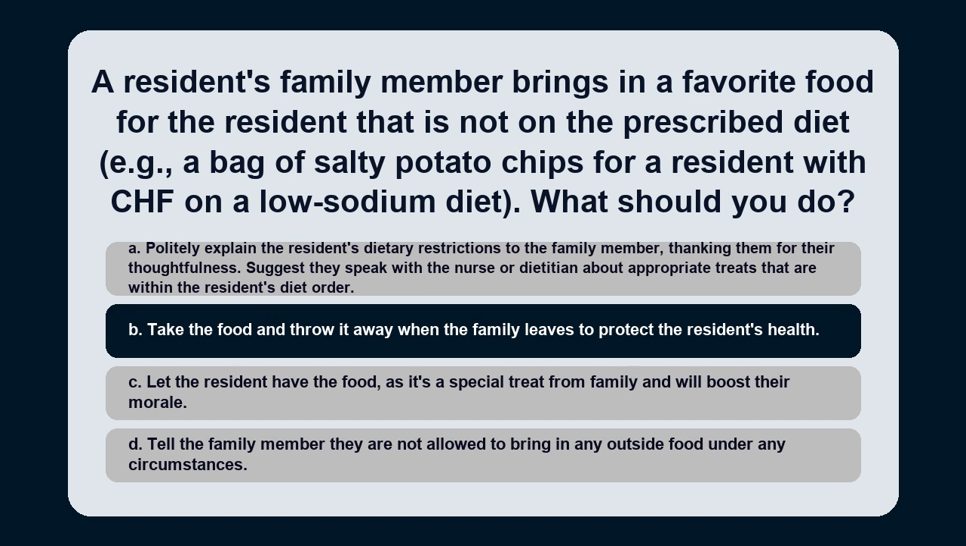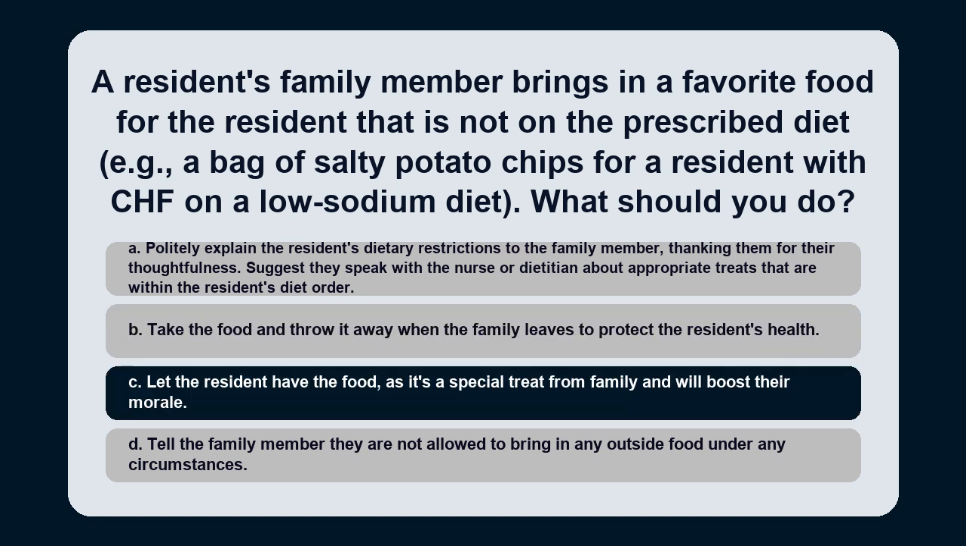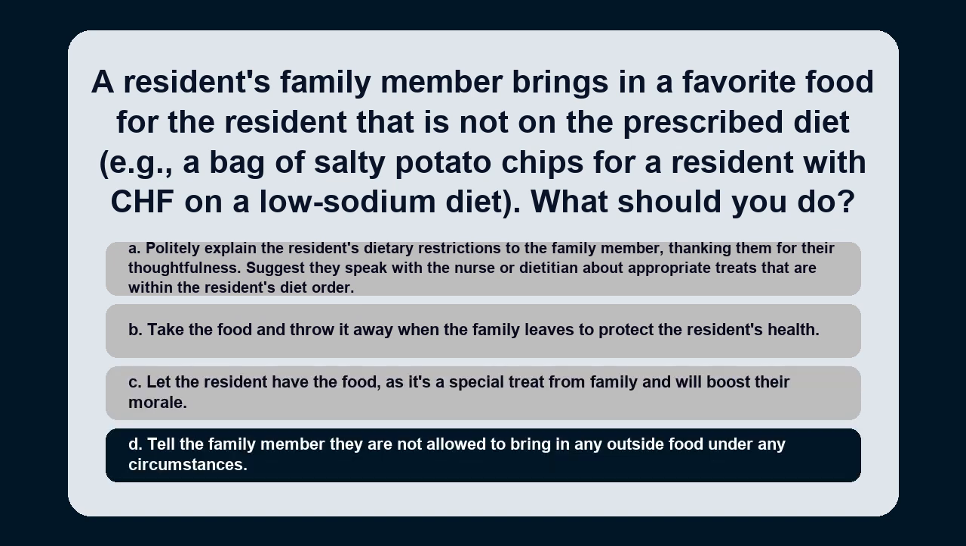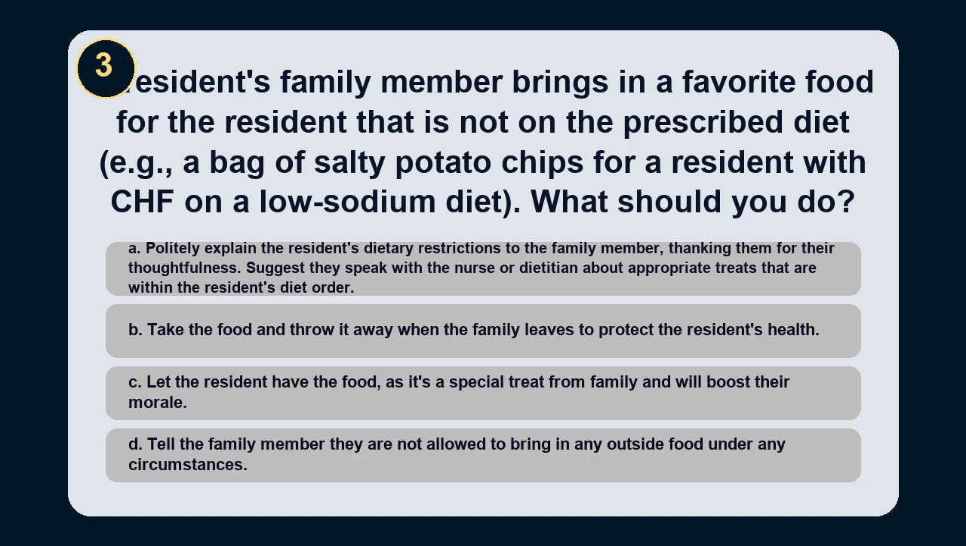Option B. Take the food and throw it away when the family leaves to protect the resident's health. Option C. Let the resident have the food, as it's a special treat from family and will boost their morale. Option D. Tell the family member they are not allowed to bring in any outside food under any circumstances.